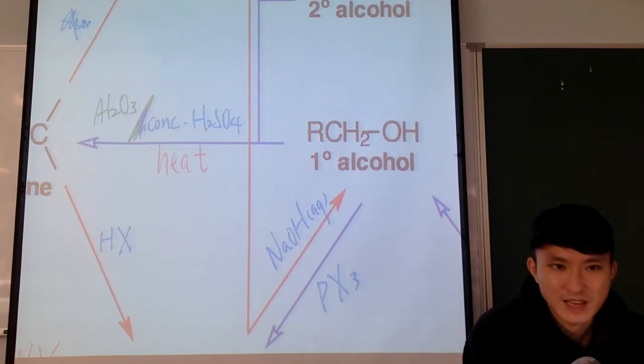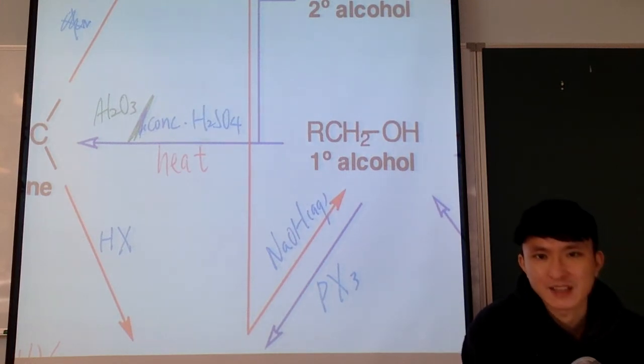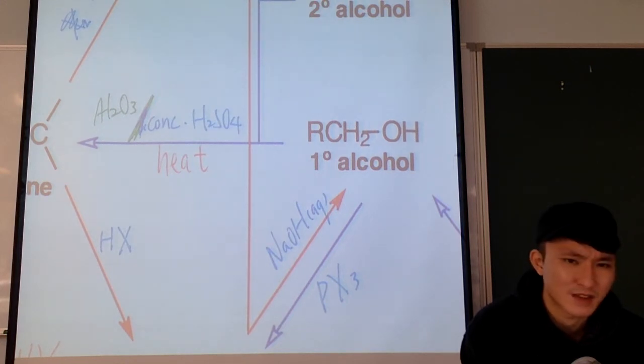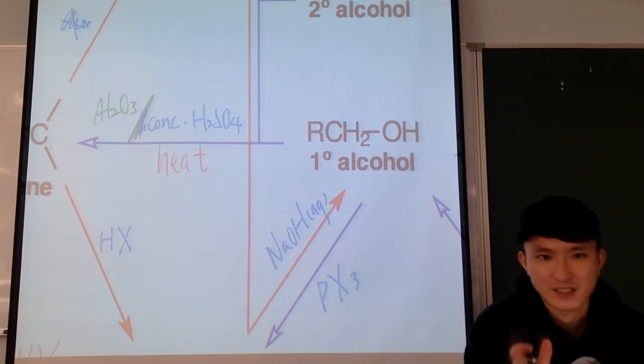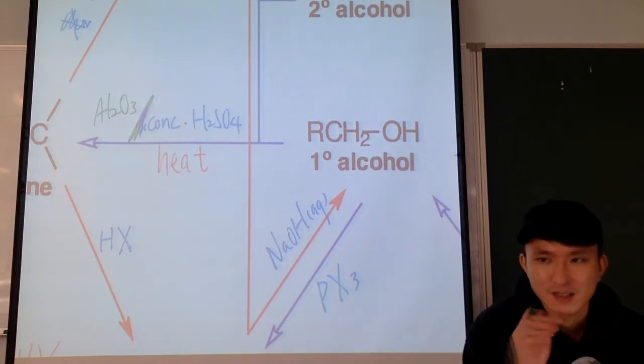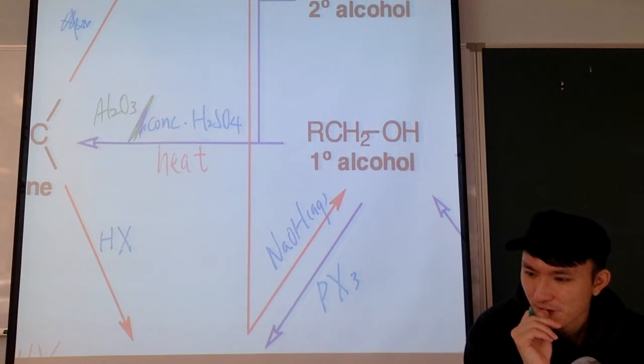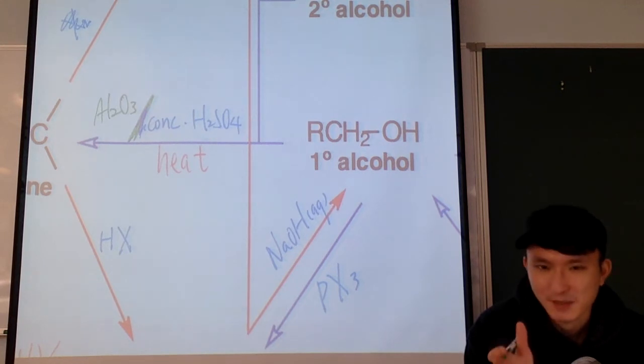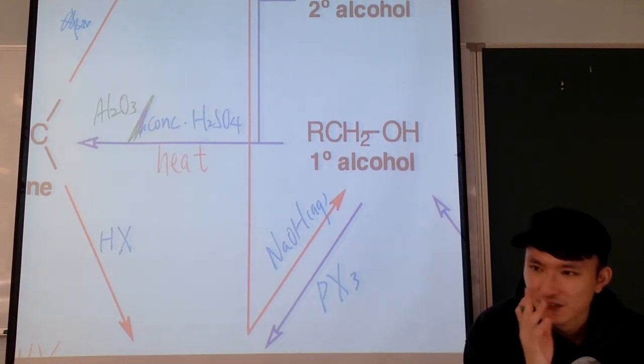For Al2O3, it is a catalyst. For concentrated sulfuric acid, strictly speaking, it is not a reagent. It's a dehydrating agent. I think it is a reagent. Yeah, it did participate in the reaction, but does it get generated at the end?